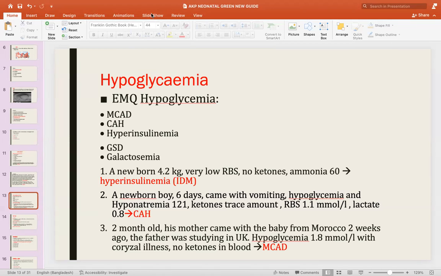The baby is 4.2 kg. So the baby is good weight. MCAD babies will not be good weight. They are metabolically diseased. And number 3, one answer left. Then I'll give you 100% mark. Why is this not MCAD? MCAD does not present on day 1. Very good. 100%.